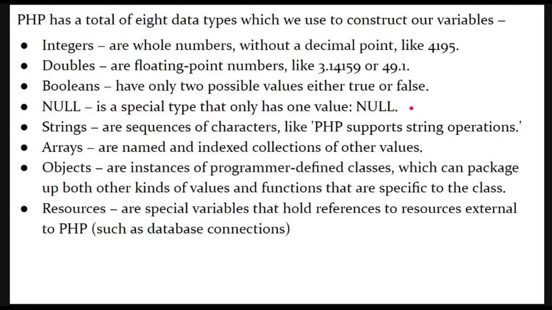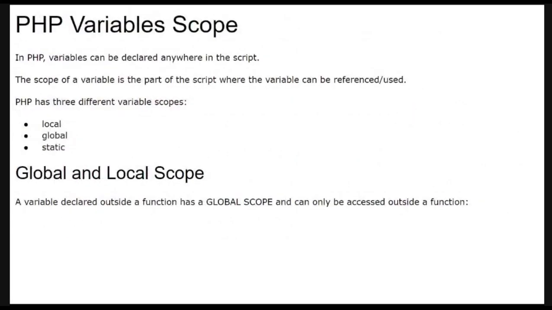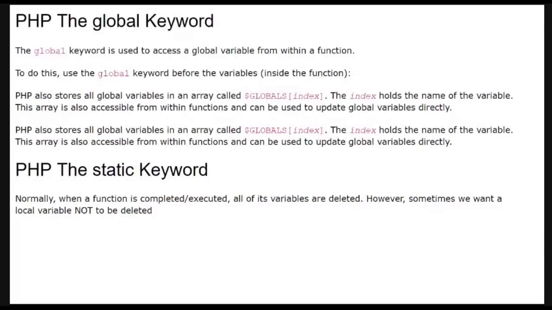Now these are the three types of variable scopes: global, local, and static. Global and local scopes can be accessed outside a function, and the static keyword means that when a function is completely executed, all of its variables are deleted.